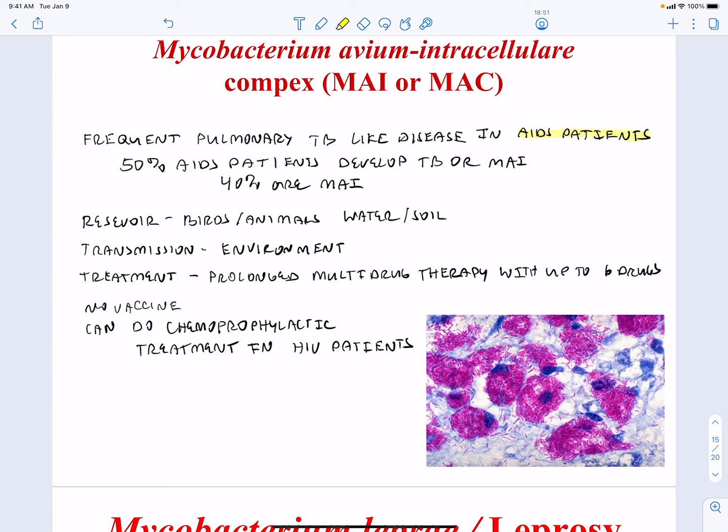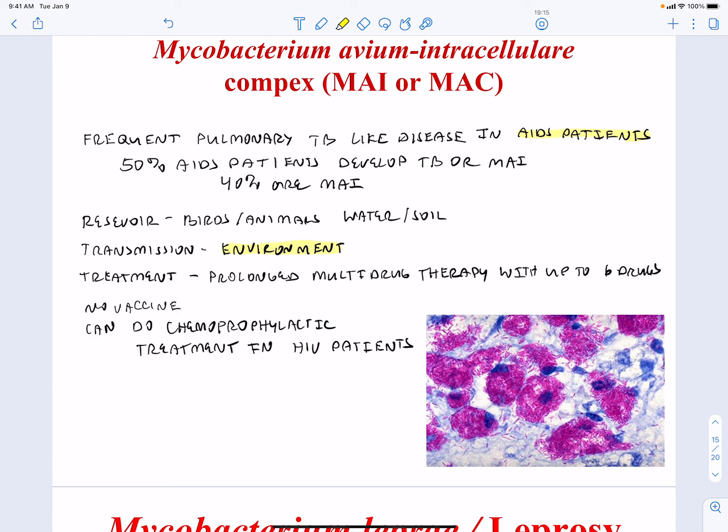Now, the reservoir is going to be environmental as well as in birds and animals, so basically it's going to be everywhere, ubiquitous. Transmission is through the environment. Avium is not transmitted person to person. The treatment is going to be similar to tuberculosis, a prolonged multi-drug therapy. This can be up to 6 different drugs.